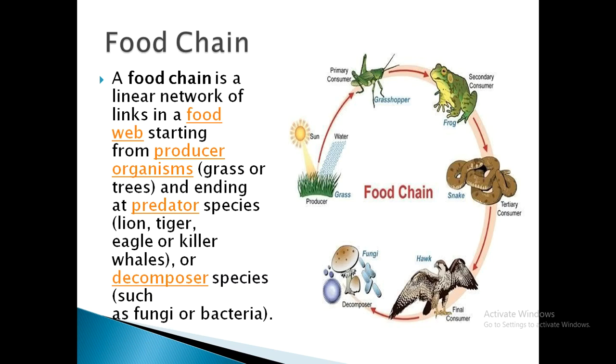A food chain. A food chain is a linear network of links in a food web starting from a producer organism, grass or trees, and ending at predator species like lion, tiger, eagle, or killer whales, or decomposer species such as fungi or bacteria.